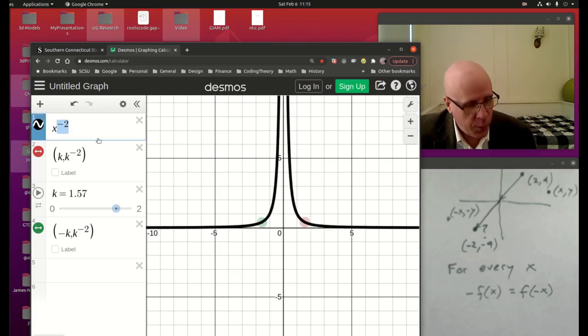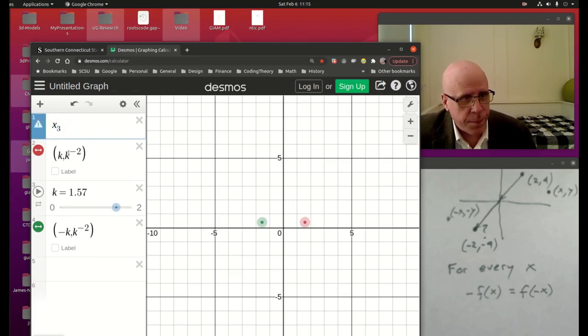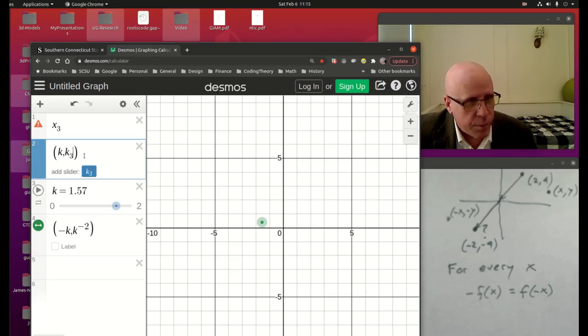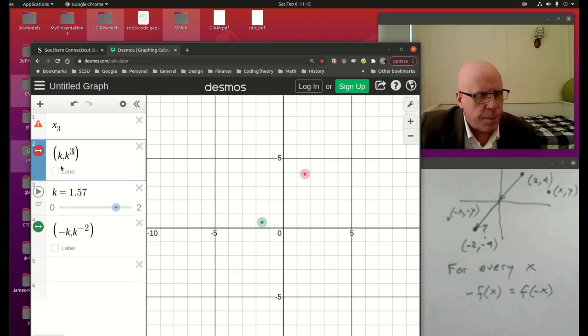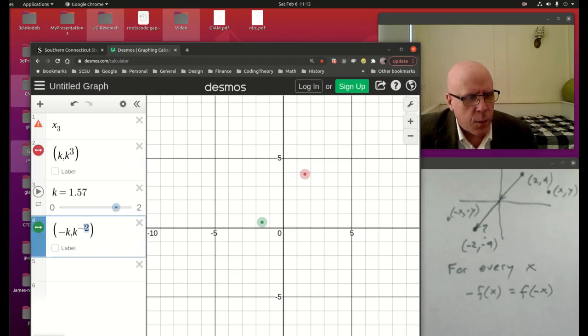What happens if we try an odd number? Let's just do that. I'm going to put in 3's. Whoops, I got a subscript 3. And I don't know why that turned into a subscript, but I think I was just sloppy.